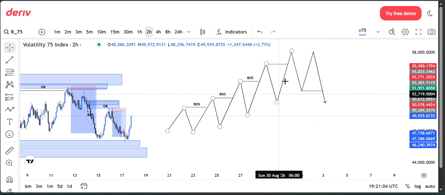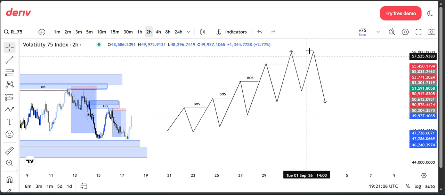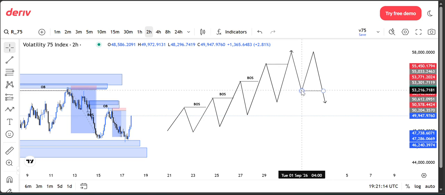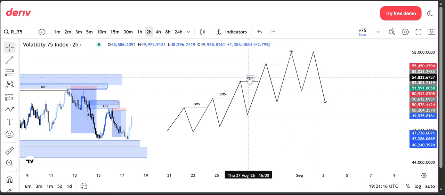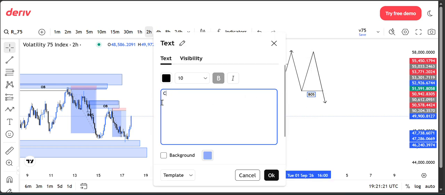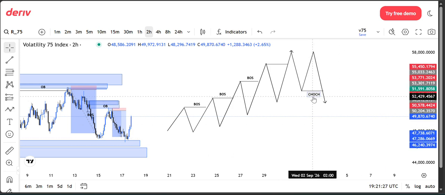So price has been in an uptrend, but then we see that this high failed to break the previous high, and then it also broke the previous low right here. So now we can call this a change of character, CHOCH. So that's a change of character right there.